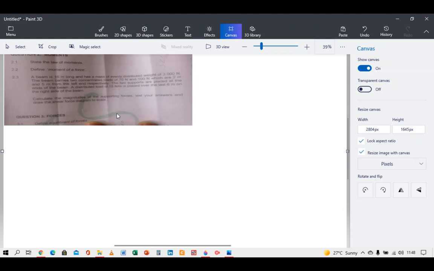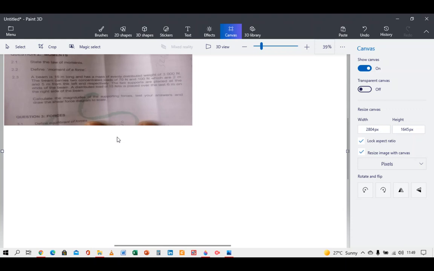Alright, I will be doing this question 2.3. It reads as follows. It says a beam is 16-meter long and has a mass of evenly distributed weight of 3000 Newton. The beam carries two concentrated loads of 70 and 100, which are 2 meter and 5 meter from the left end respectively. The two supports are placed at the ends of the beam.